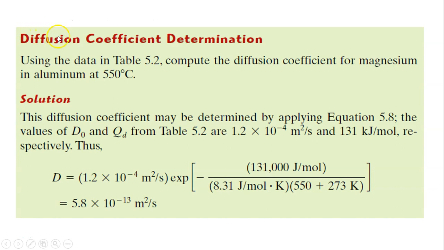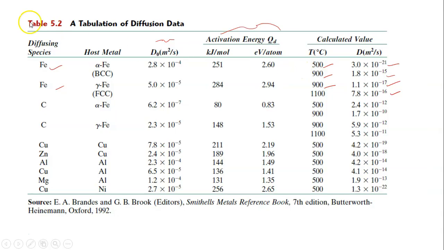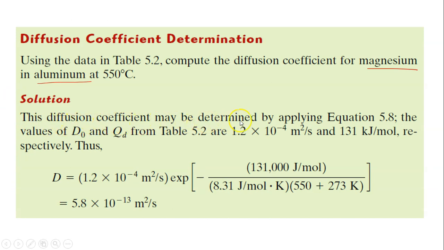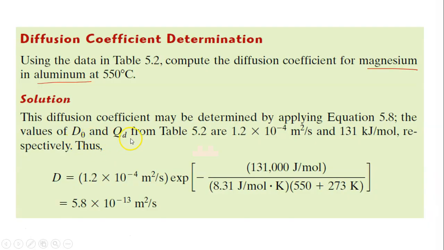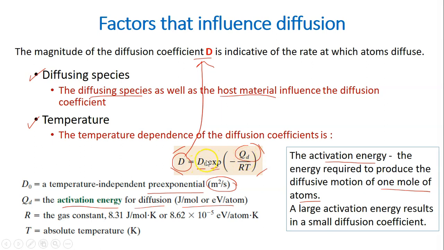Okay, so let's look at one example here. Diffusion coefficient determination. Using the previous data, compute the diffusion coefficient for magnesium in aluminium. The host material is aluminium and the diffusing species is magnesium. When we look at this table again, magnesium is here, diffusing into the host metal aluminium. This diffusion coefficient can be determined by applying this equation. The values of D naught and QD can be found from the table.